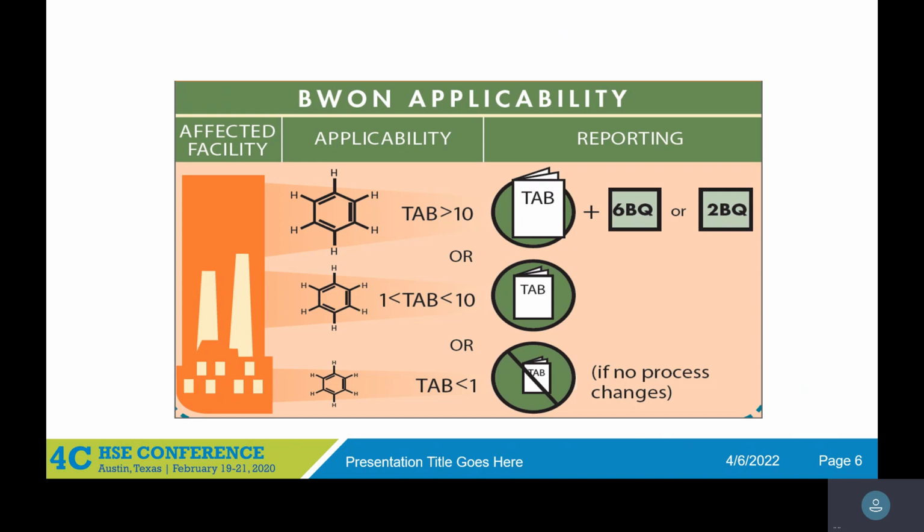Have you guys heard about 6BQ or 2BQ? No, yes. Okay. We're going to talk about all of that, but I just want to give you a general sense. What are the steps of implementing a benzene waste program? First you calculate your TAB. Once you know what that number is, then you know what tier you fall into. And this for corporate might be good because you may have some chemical plants that are in this tier.